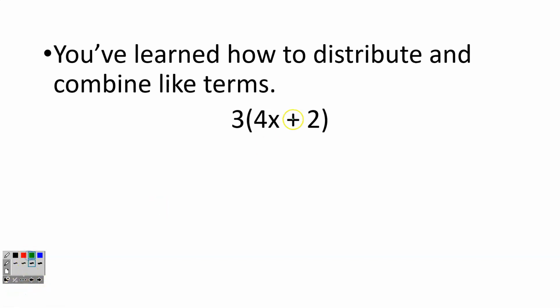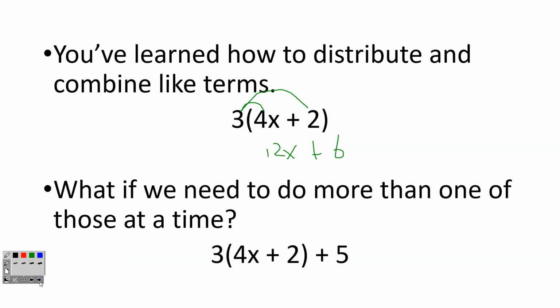In the previous week, we talked about distributing and combining like terms already, where distribute means you do your rainbows. When you do your rainbows, you have to make sure to do 2 of them because there are 2 terms inside, and I'm going to make sure I multiply. But what if we need to do distributing and combining like terms in one problem? Something like this: 3 in parentheses 4x plus 2, and then outside plus 5. So we're going to talk about what to do with these types of problems where you have to do multiple things in one problem.